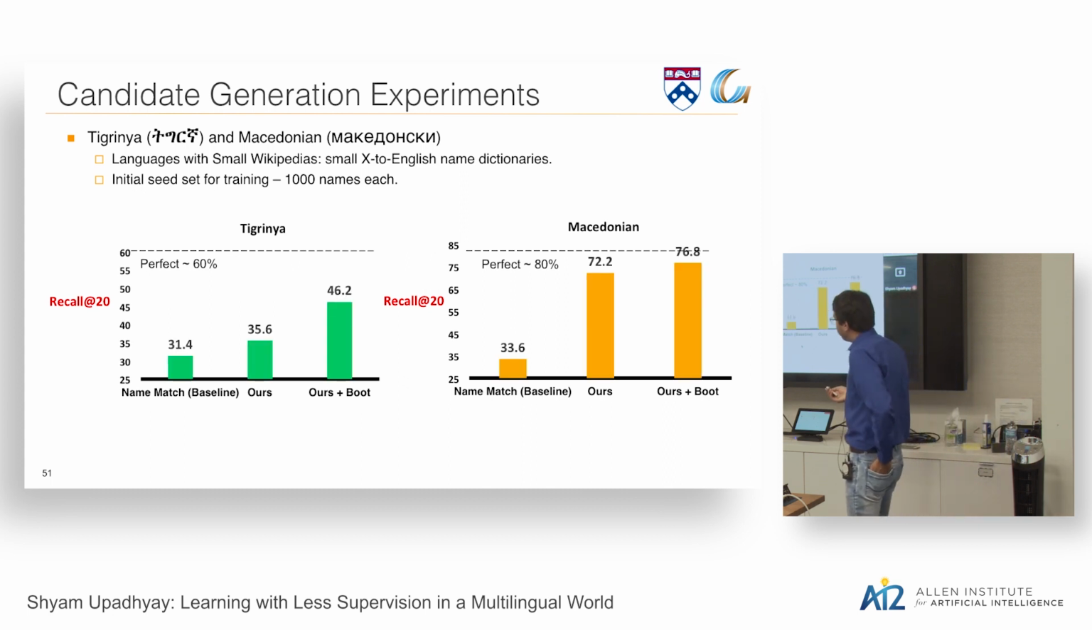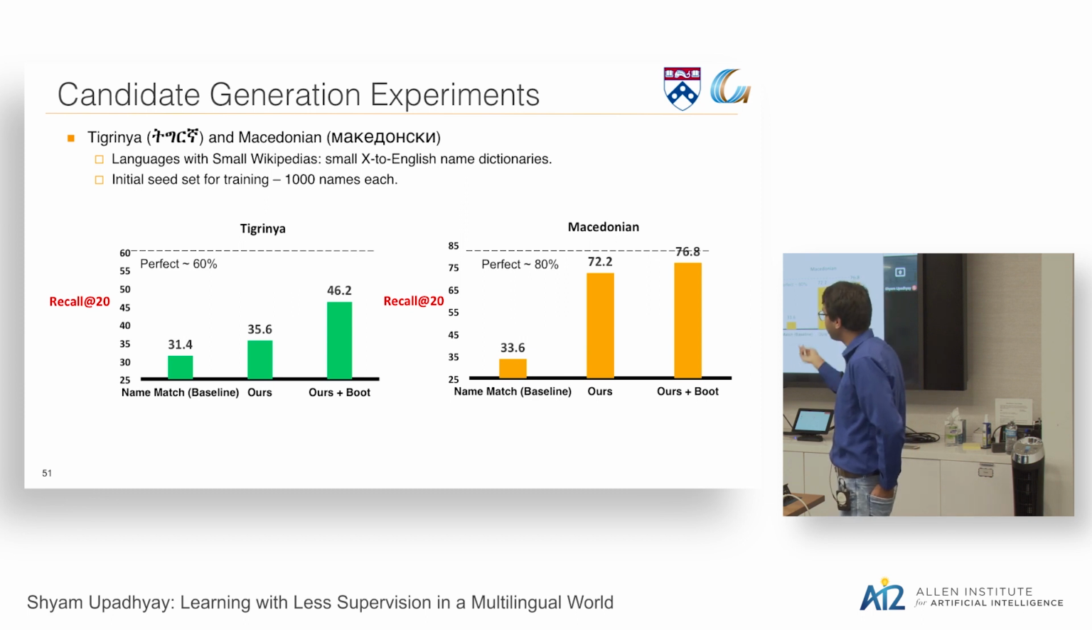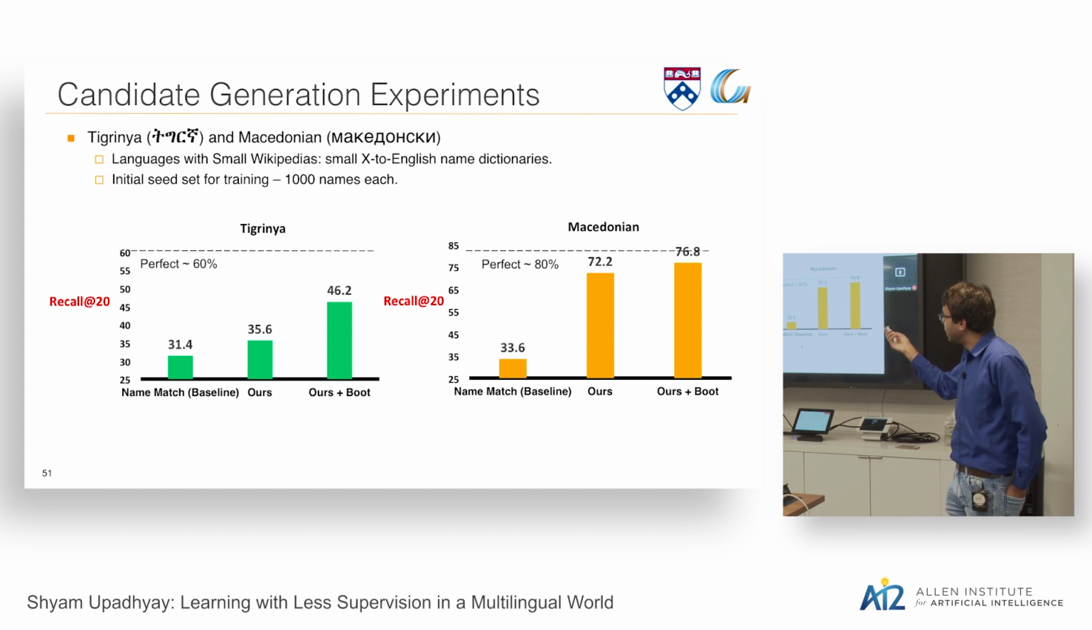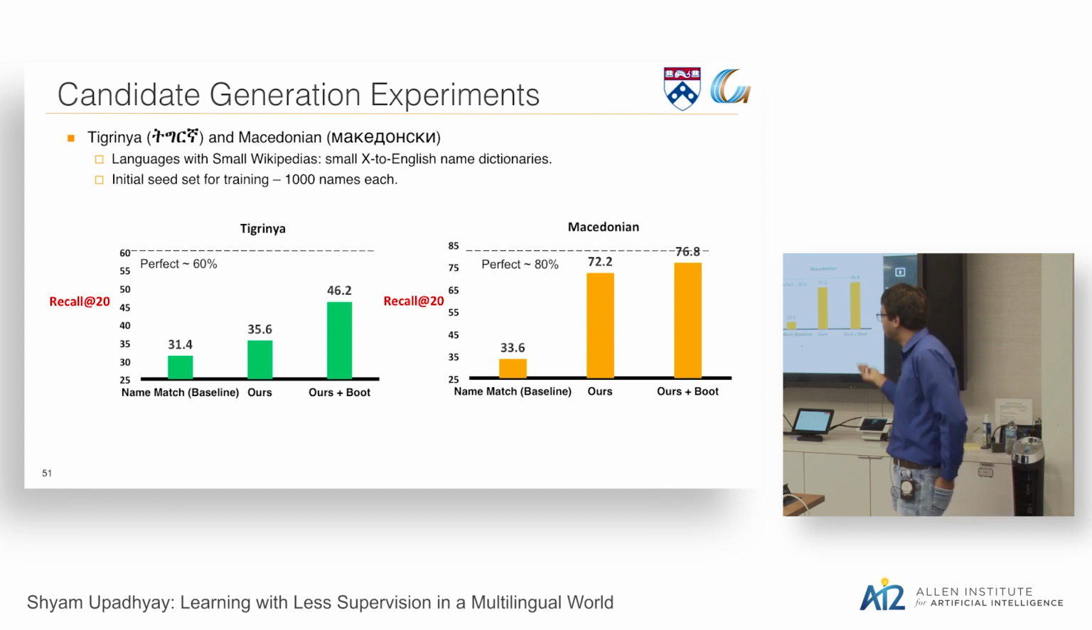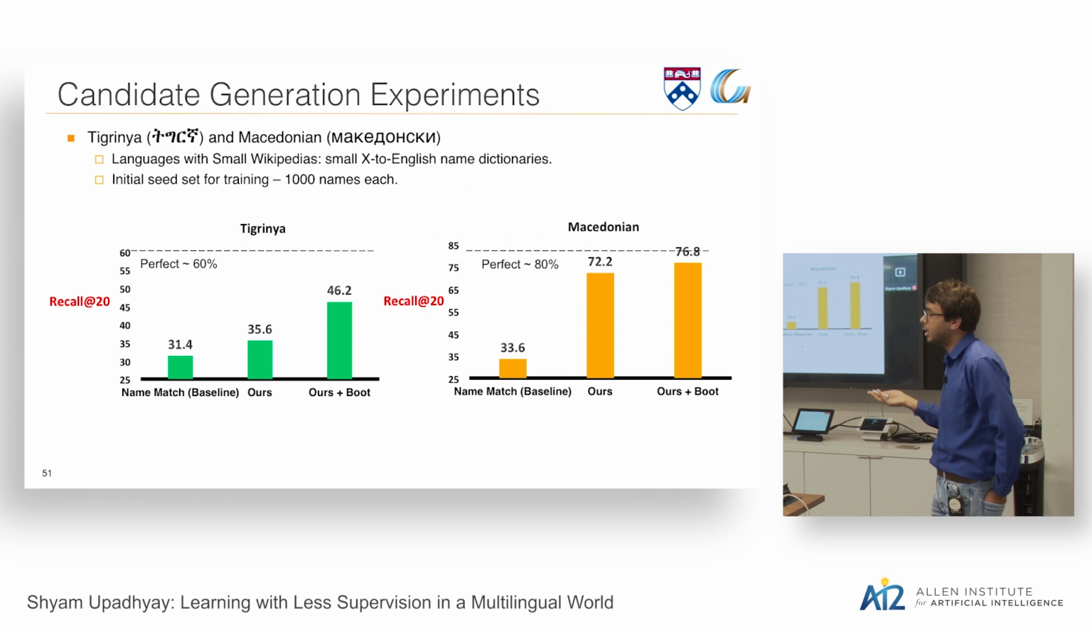And again, if you look at the results, you can see that just using the transliteration model or using the model with bootstrapping, we gain several points in performance over a simple name matching baseline. So this shows that if you use the transliteration model for doing entity candidate generation, you will definitely improve.